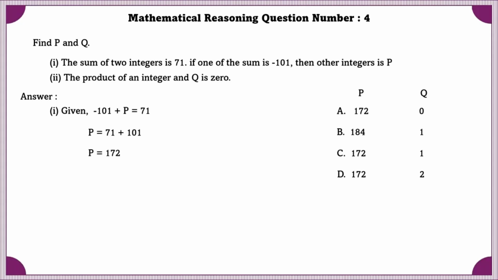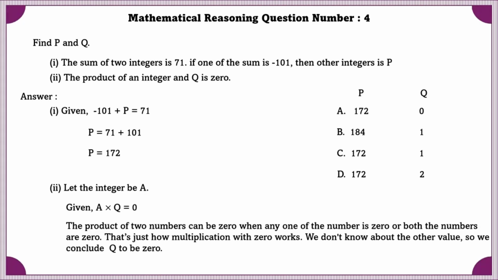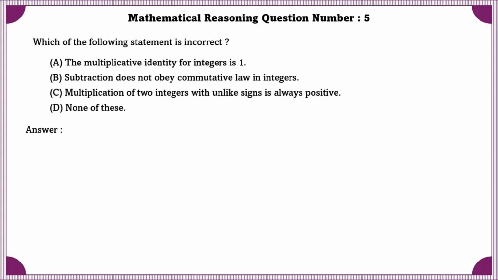Second one, the product of an integer and Q is 0. Let an integer be A. A into Q is equal to 0. The product of two numbers can be 0 when any one of the number is 0 or both the numbers are 0. That's just how multiplication with 0 works. We don't know about the other value, so we can conclude Q to be 0. So the answer is A option.